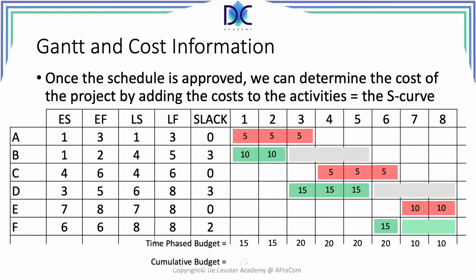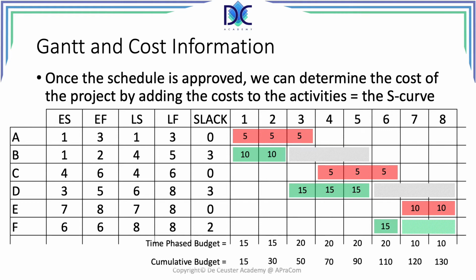The next thing is to determine the cumulative budget. So we add the cost of the period to all previous periods. Now for the first period, that's 0, so 15 plus 0 is 15. For the second period is 15 plus 15 is 30. And then we continue, we have 50, 70, up to 130, which is basically what we call the S-curve, and we call it the S-curve because in general this curve resembles the S letter.